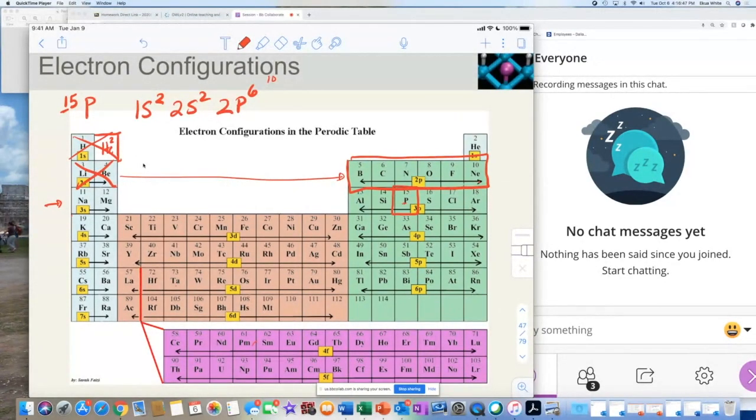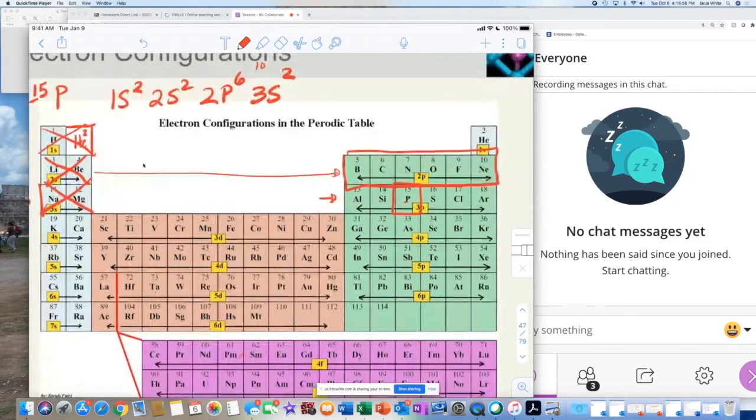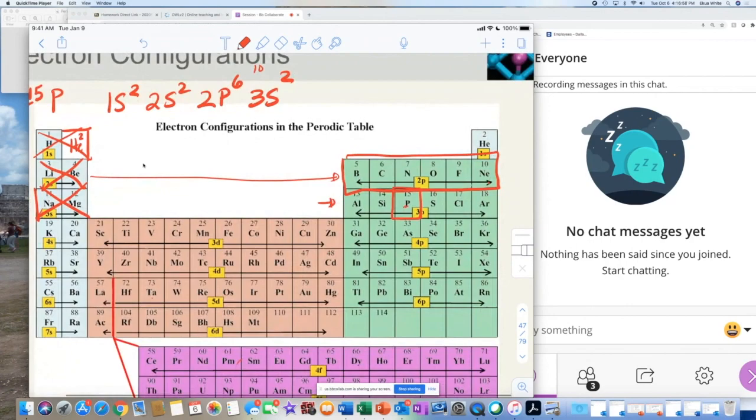3s? Yeah. So we're going to fill 3s with 2, right? Now I'm here, so we're on 3p. You have 3 left to give. You see, I'm not even doing the math. The math is good. It's a good way to check.